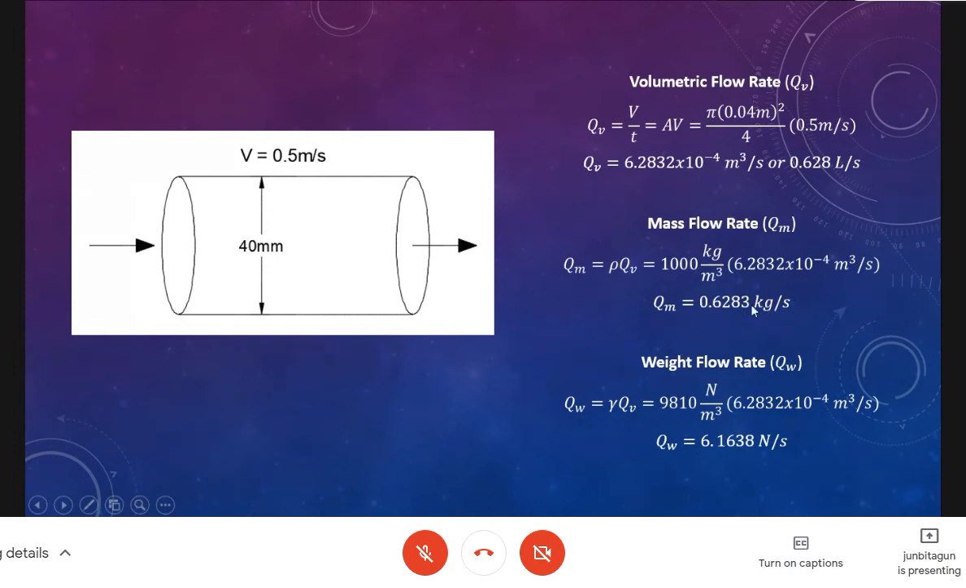For the weight flow rate, you can just multiply here 9.81 meters per second squared to become a Newton, or 9,810 for a Newton basis in the volumetric. You can go for the mass flow rate because mass is just weight over the acceleration due to gravity. You can use the mass flow rate or the volumetric flow rate to get the weight flow rate. It doesn't matter, it will yield the same answer. So in this case, you can now get the weight flow rate as 6.1638 newtons per second. So it's just that easy.